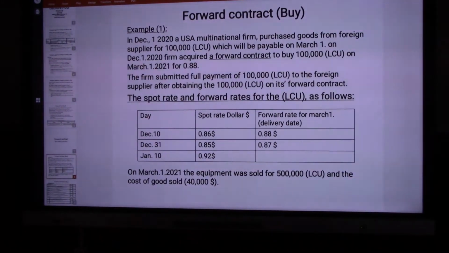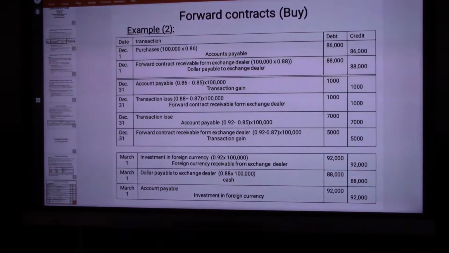أنت هتعمل إيه؟ أنت يا ابن الحلال هتعمل lock للـ rate دوت. يعني إيه؟ يعني 0.88 ده الـ rate اللي أنت ساعة ما يحصل في مارش هتدفع بيه للديلر. يعني إيه؟ At December 1، forward contract receivable from exchange dealer، ودولار payable to exchange dealer. أنت اتفقت معاه إن هو هيحميك من خسارة مقابل إنك هتدفع له يوم مارش الدولار payable to exchange dealer بـ 88,000. ماشي؟ طب يبقى في date of purchase اللي هو December 1، the firm recorded two important transactions.